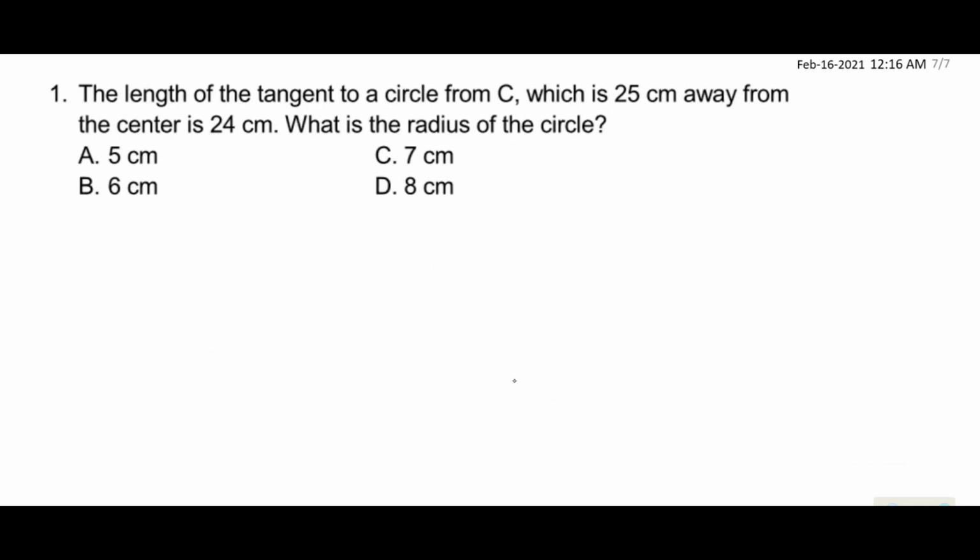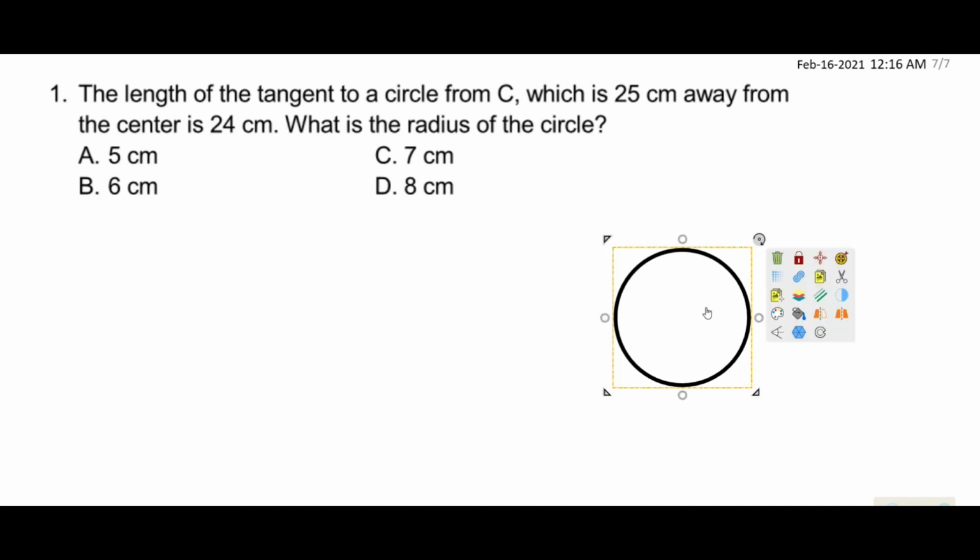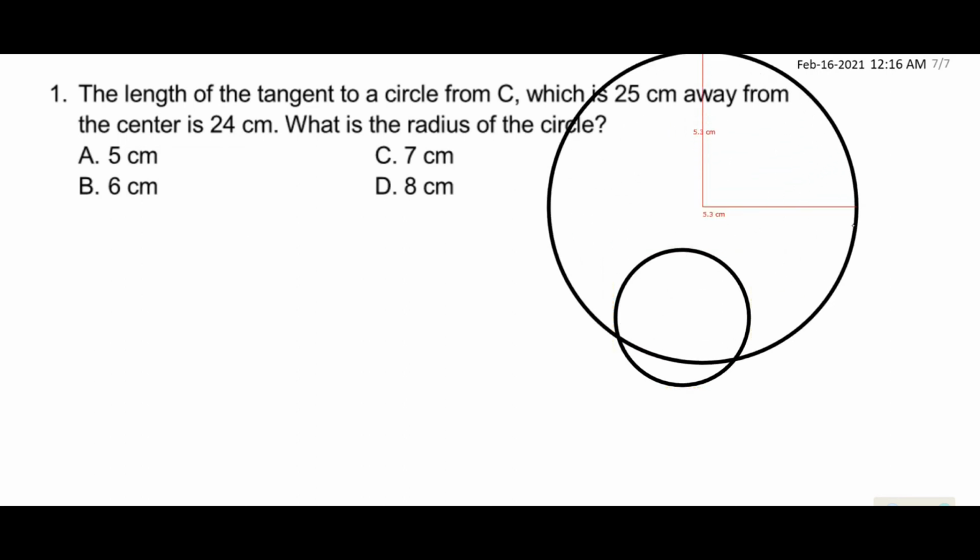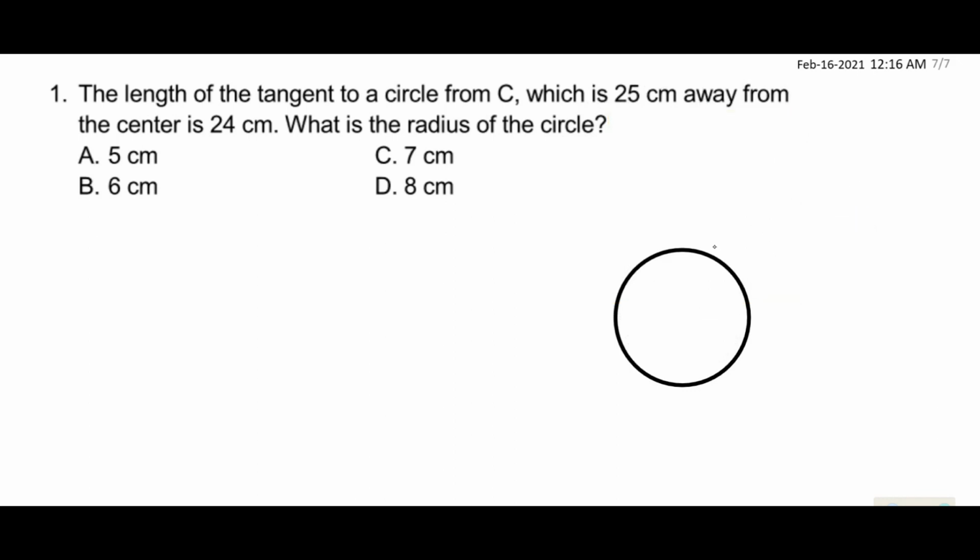The length of the tangent to a circle from C, which is 25 cm away from the center, is 24. What's the radius of the circle? So, first, drawing tayo circle. And then, the length of the tangent to a circle from C, which is 25. Draw tayo ng line. Magdodraw tayo ng line.